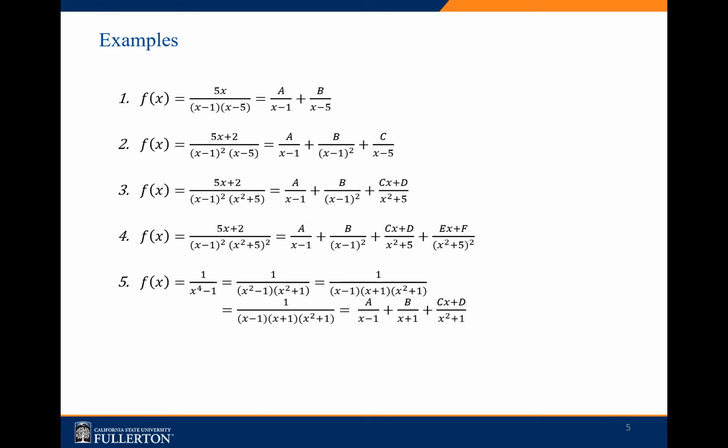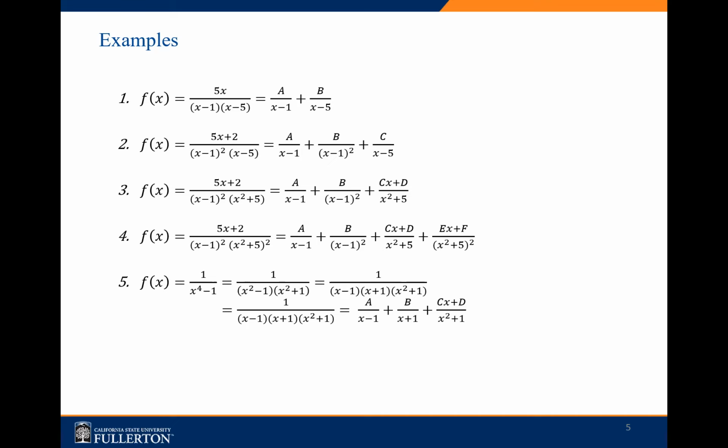Here are more examples of fractions and their decomposition equivalents. So we already looked at one where we had f(x) equals 5x over (x minus 1) multiplied by (x minus 5). So this can be written as A over (x minus 1) plus B over (x minus 5), and then you find A and B.